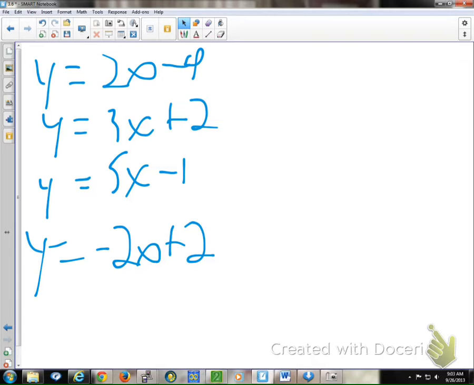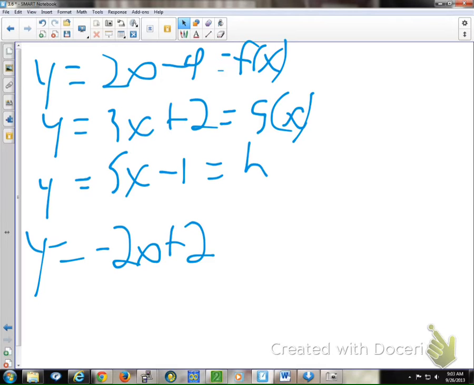But instead of putting them equal to y, if I said this one is f of x, this one is g of x, this one is h of x, and this one is j of x, then I could say, hey, plug in 2 for h. That just means come to this function and plug in 2 for the x in that function. They're just names. Like, hey, plug in 3 for function j. That means you're coming down to j of x and plugging in 3 for x.